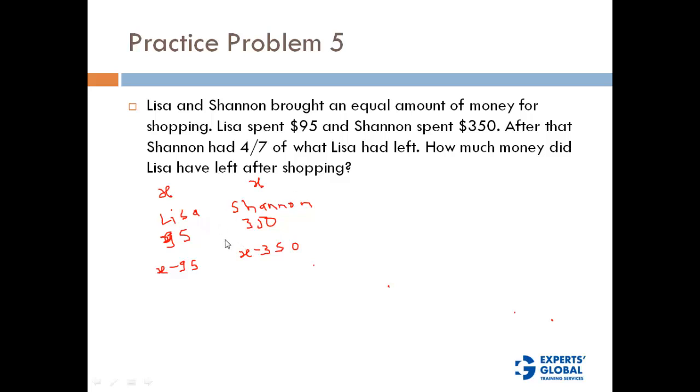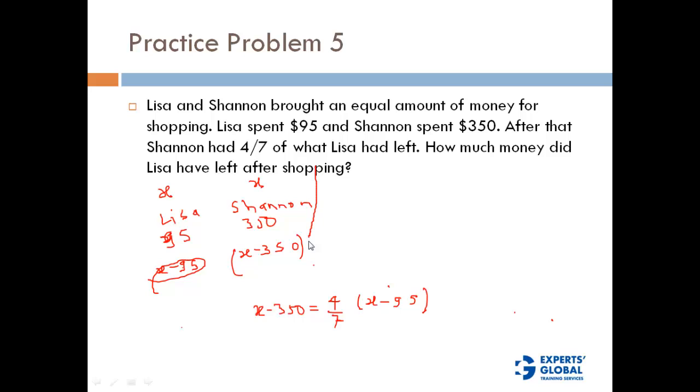After that, Shannon has 4 by 7 of what Lisa had left. So that means Shannon had X minus 350 left. She was left with 4 by 7 of what Lisa was left with. So what was Lisa left with? She was left with X minus 95. So this is an equation that we get. How much money did Lisa have left after shopping? So we are asked to find out X minus 95. From this equation we'll find out X, and then we'll find out X minus 95.